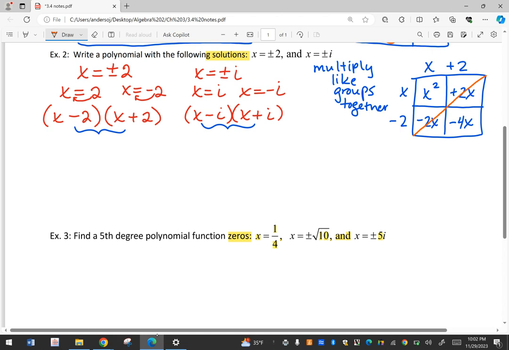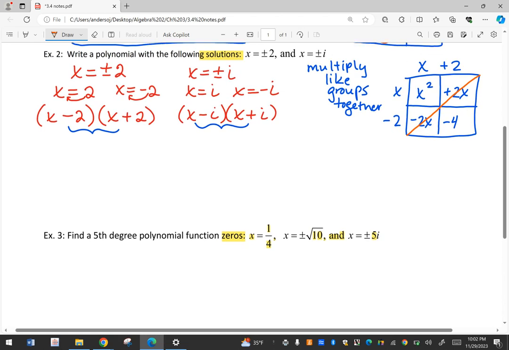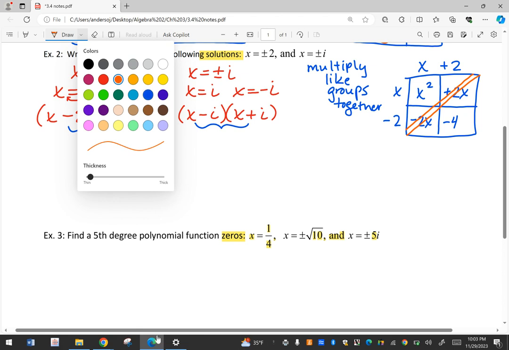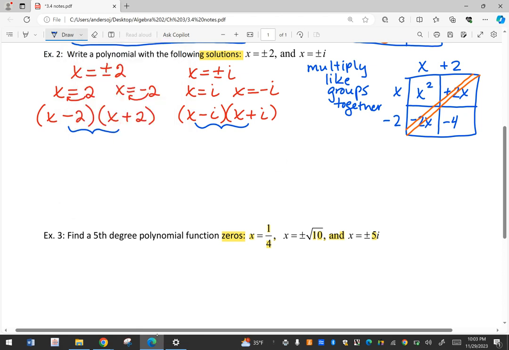Now, I made a slight mistake there on that one. I put an x on the end that didn't belong there, so I'll take that one off. And you can see here, these diagonals are going to cancel out. And so this particular set of parentheses will give me x squared minus 4 when I put them together.